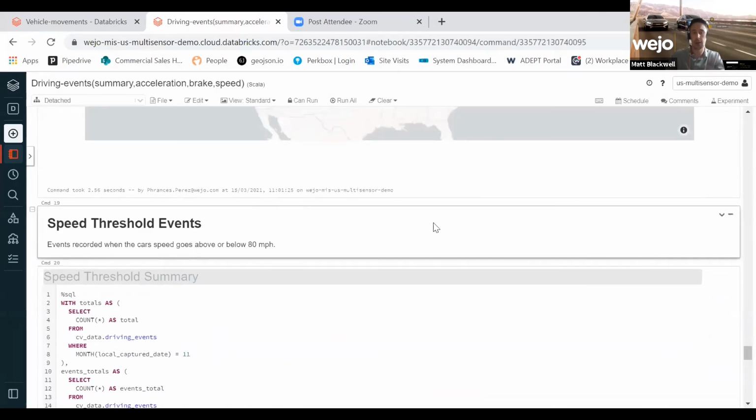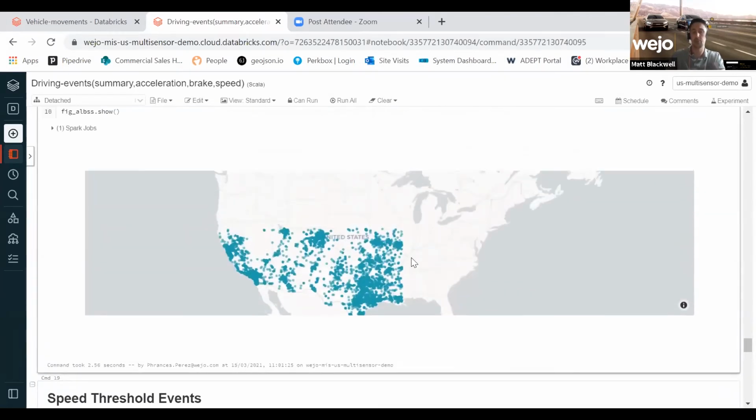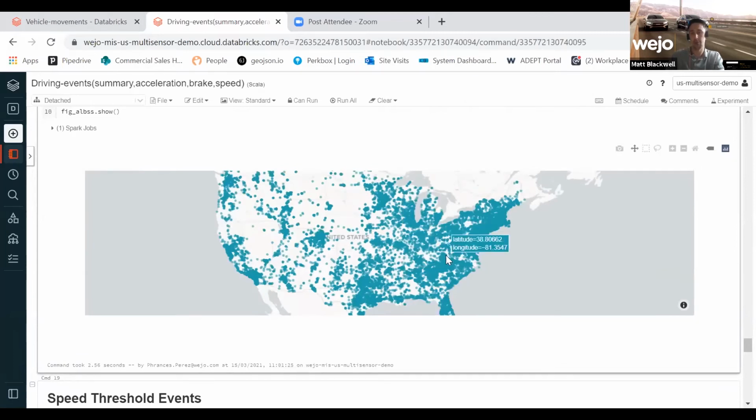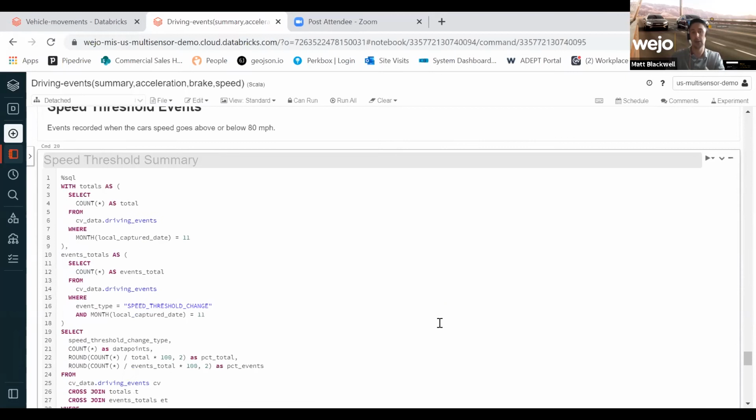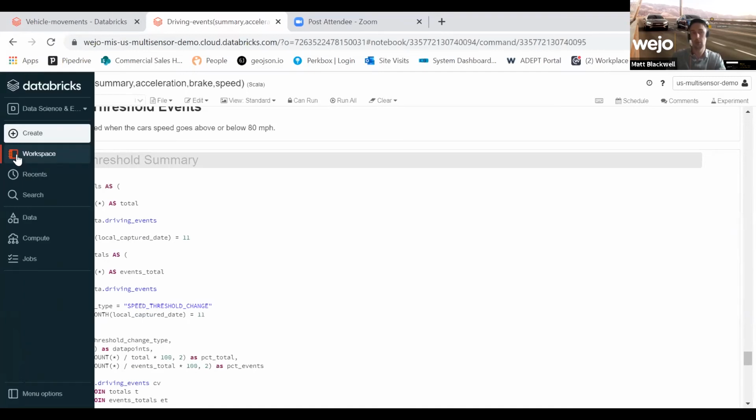We also leverage anti-lock braking. So again, this is producing a heat map of all of the ABS triggering across the US. And then finally, the speed threshold, where the vehicle goes over 80 miles an hour and subsequently goes under.